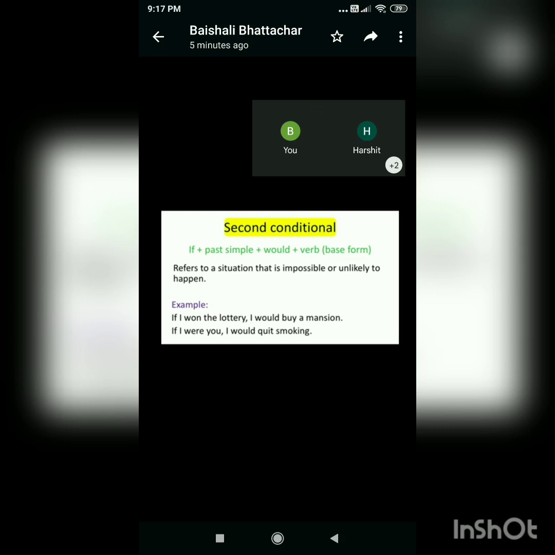Second conditional. That means conditional sentences are always based on imagination. There is no such reality. So where there is if, it is a condition. So these are the structure: if plus past simple plus would plus base form of verb. Any verb you can take. Okay.